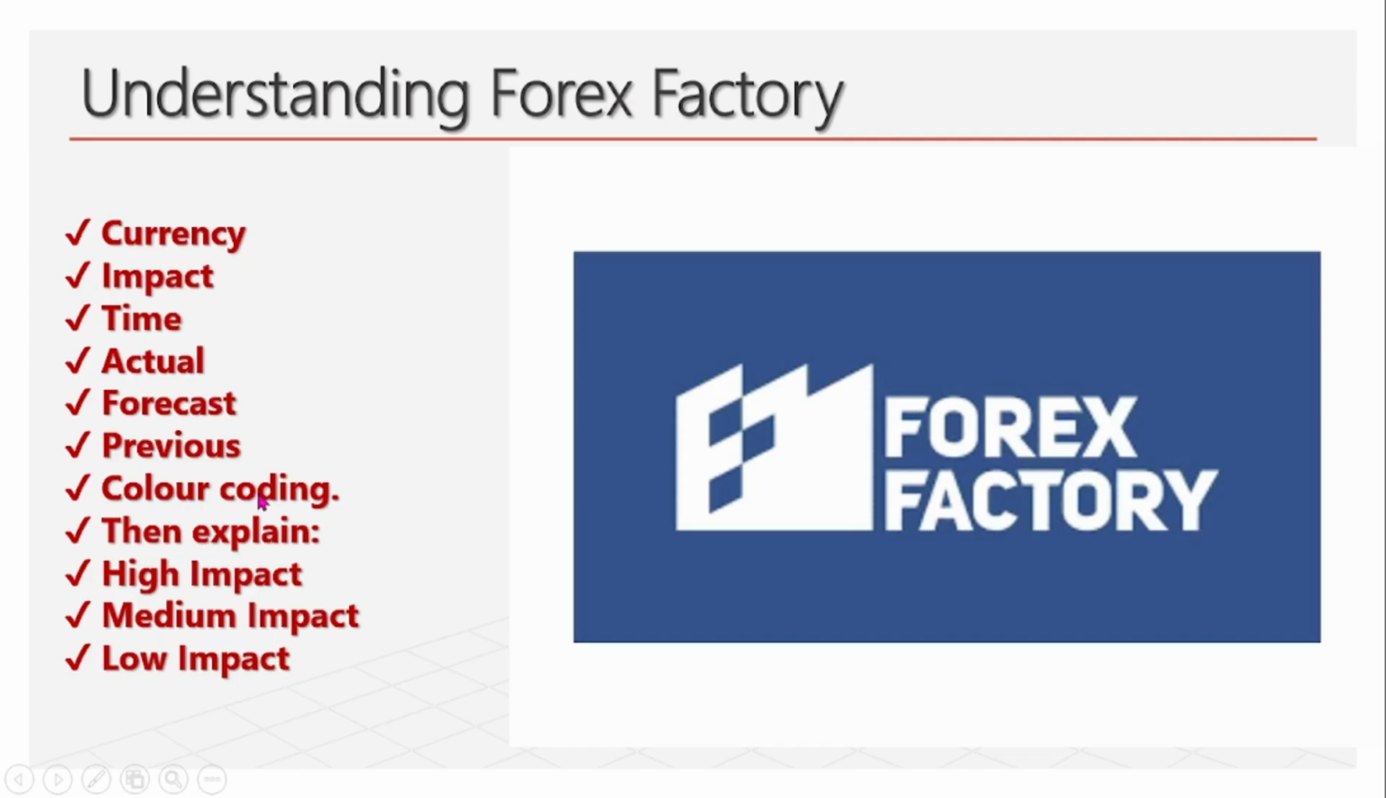We have the color coding, which we use to filter out those that are strong, those that are less strong, those that are medium. You understand? Then we have the high impact, the medium impact, and the low impact. This is going to be explained when I dive into the Forex Factory website.